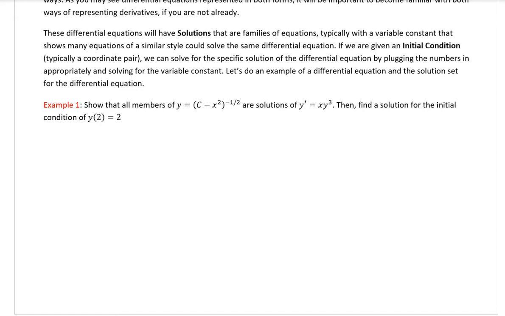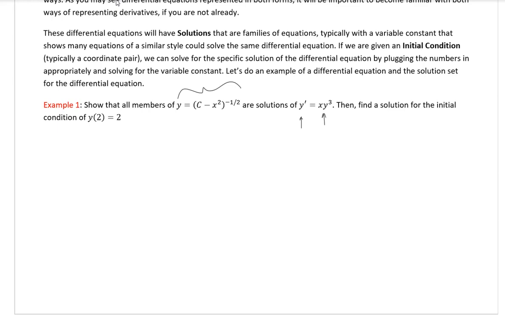So, as a quick example of this, again, before we dive into 9.2, we're going to show all members of y equals (c minus x squared) to the negative 1/2 are solutions of y prime equals xy cubed. And then we're going to find the solution for the initial condition of y of 2 equals 2. Okay, so we already have the solution given to us. This is the equation of y. And what we're going to show is that this is true, that these are solutions for y prime equals xy cubed. Now, there could be other solutions to this, but these are a family of solutions that we found.